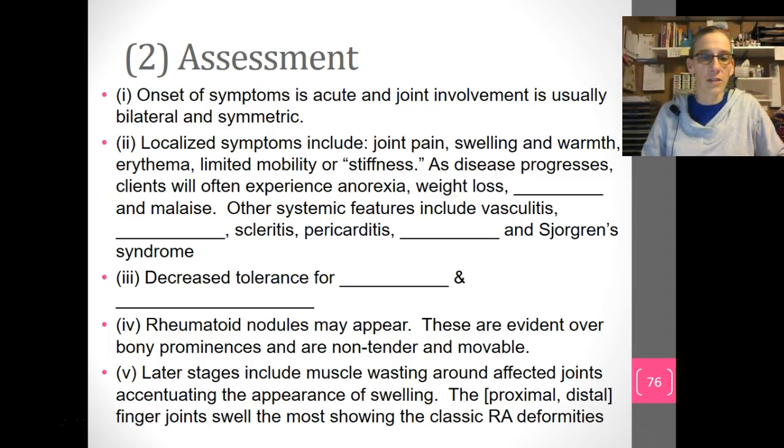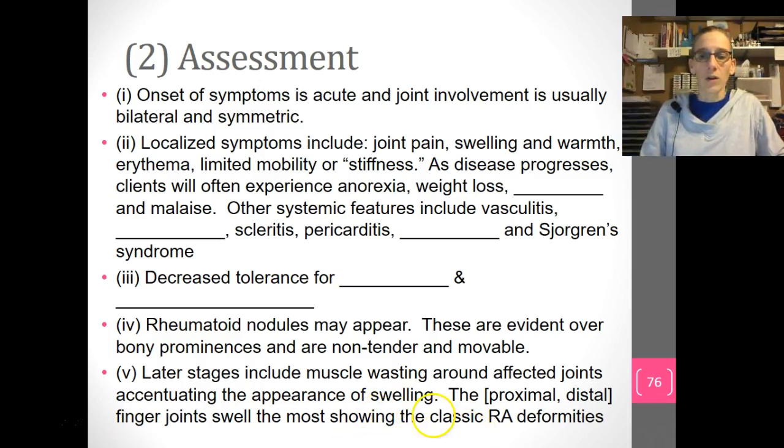We have a decreased tolerance for stress and temperature changes. And rheumatoid nodules may appear. These are evident over the bony prominences and are non-tender and movable. Later stages include muscle wasting around the affected joints, thus accentuating the appearance of the swelling. So there's muscle wasting, but the joint still looks very enlarged because of the swelling.